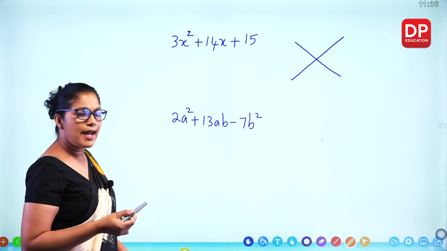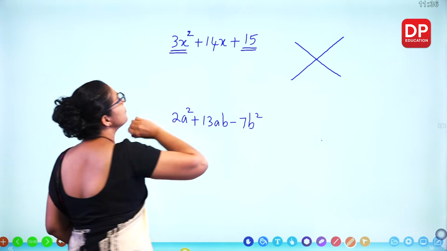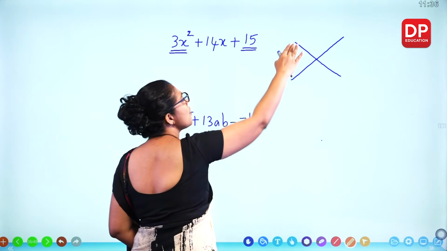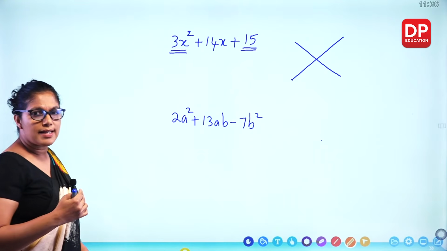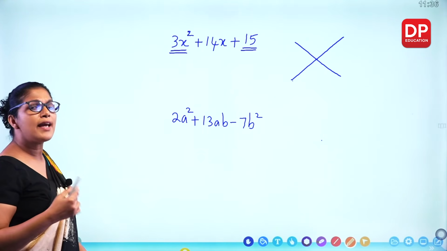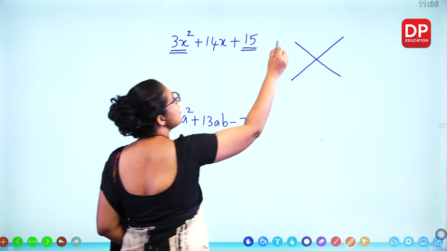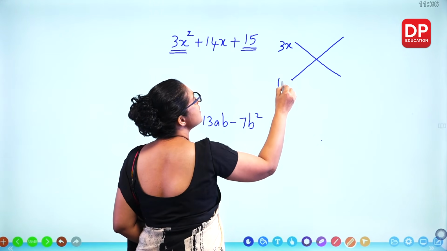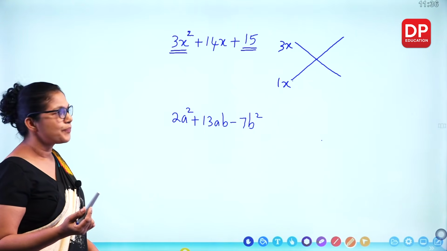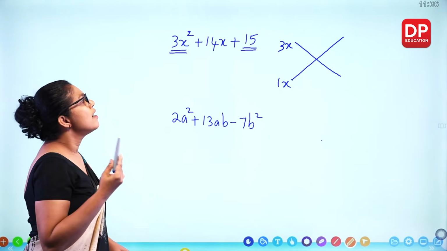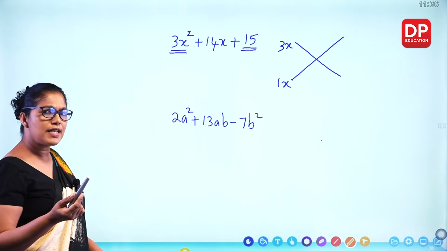Okay, so what I can do, I look at this number and this number. I write down the factors of the first one here, and the factors of the other one on the right hand side. So here, 3x squared, 3 is just 1 times 3. So you can write one term as 3x and the other term as 1x. So 3x times 1x, you get 3x squared. Now you have to plug the factors of 15 on the other side. What are the factors of 15?